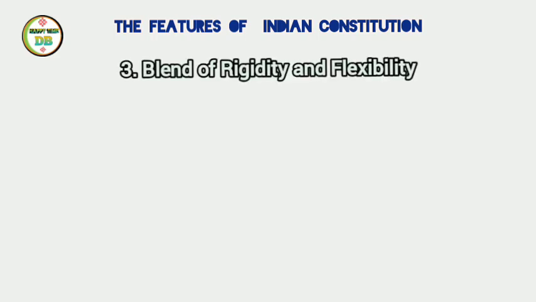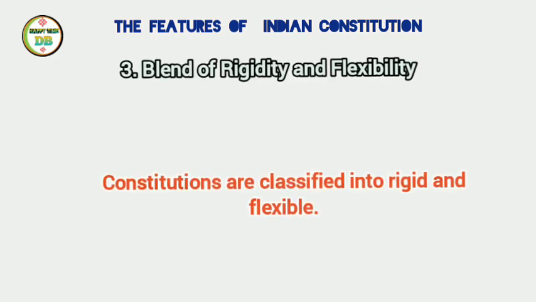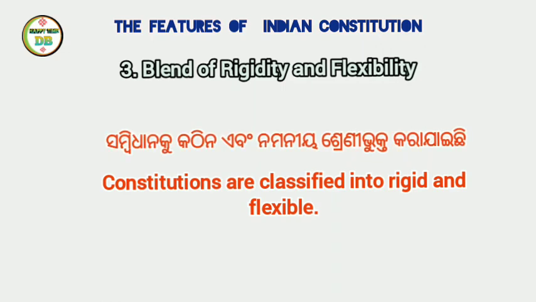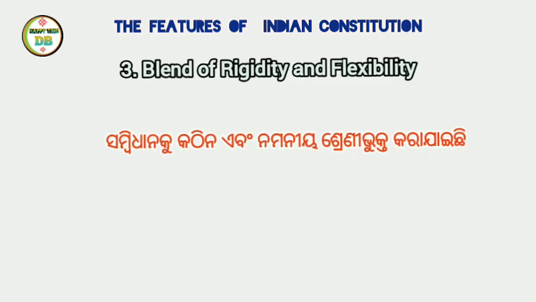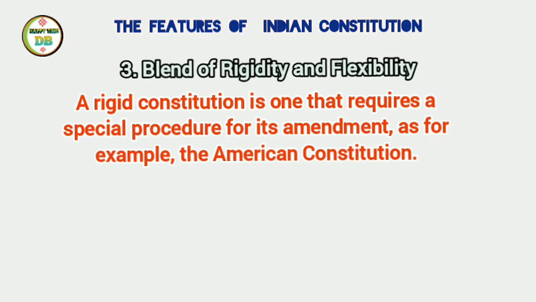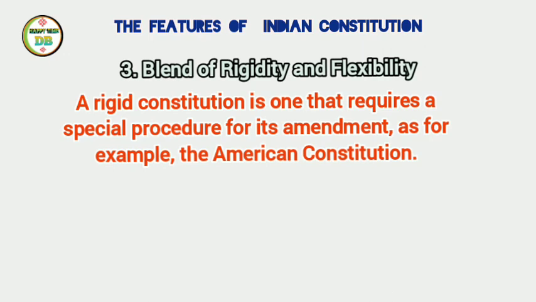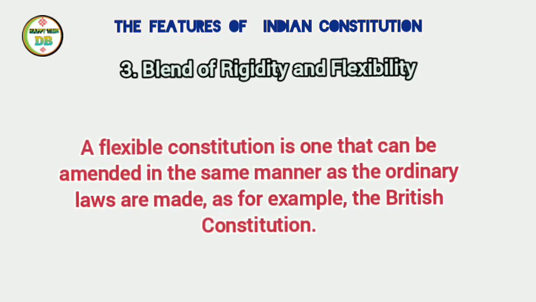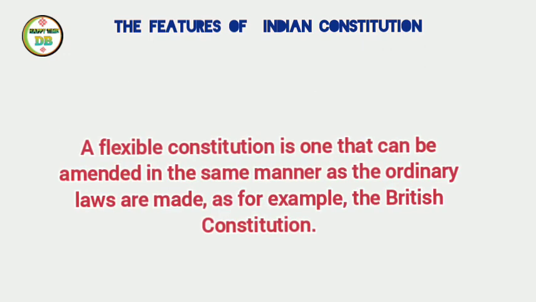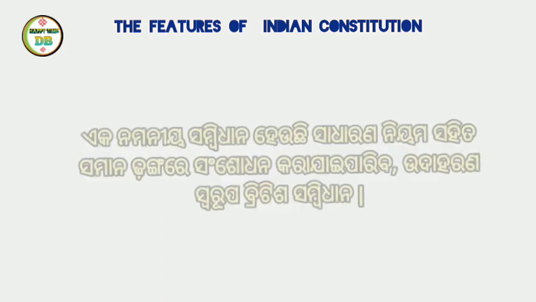Blend of rigidity and flexibility. Constitutions are classified into rigid and flexible. A rigid constitution is one that requires a special procedure for its amendment, as for example the American Constitution. A flexible constitution is one that can be amended in the same manner as the ordinary laws are made, as for example, the British Constitution.